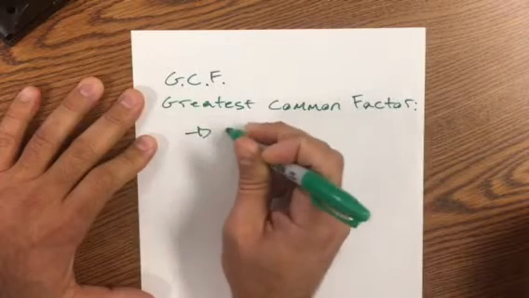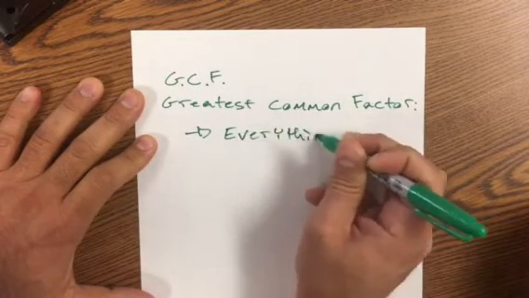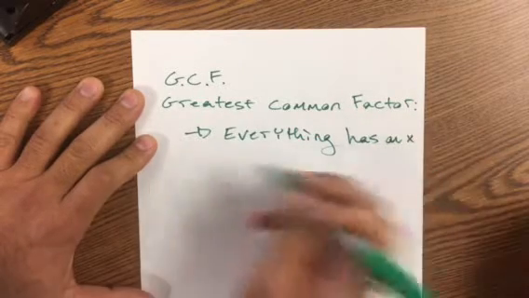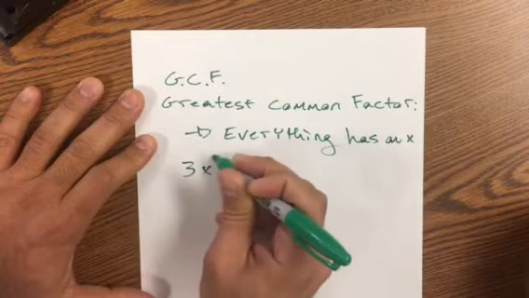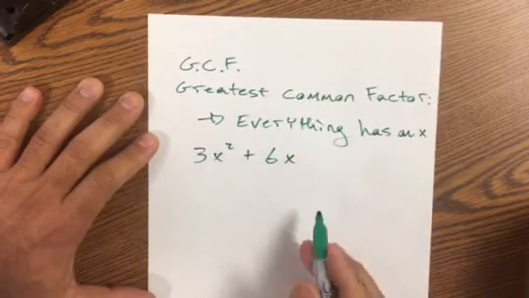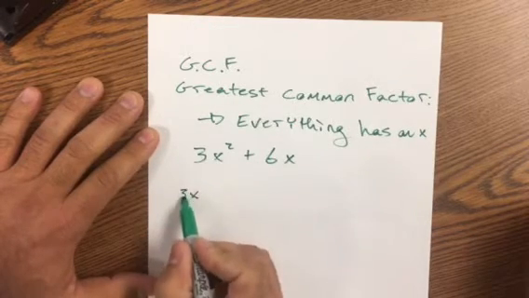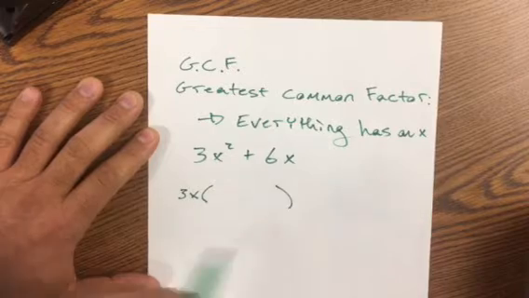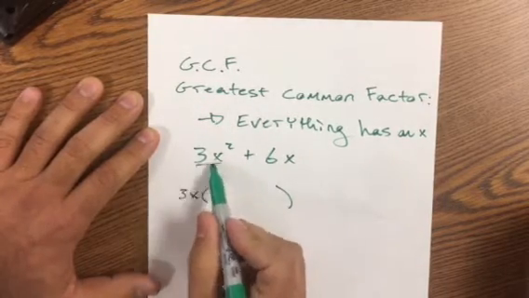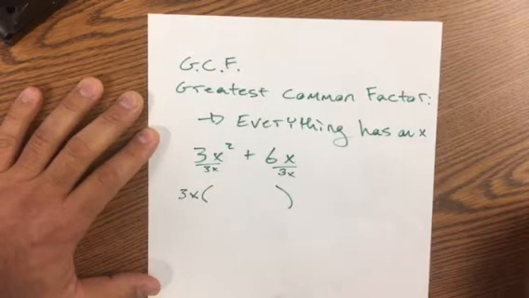Okay, so I'm going to look for this when everything has an x. So that's like if I have like this, they both have an x, which means I can divide an x out of them, and both of these are divisible by 3, so I can divide a 3 out of them. So I put that 3x on the outside of parentheses, and then I divide each of the things by what's on the outside of the parentheses.